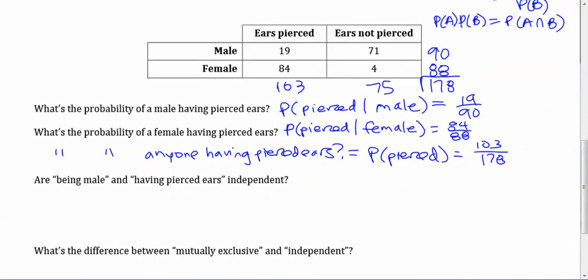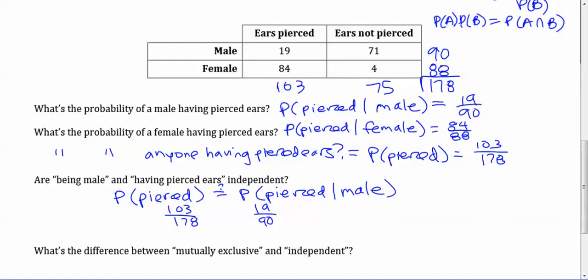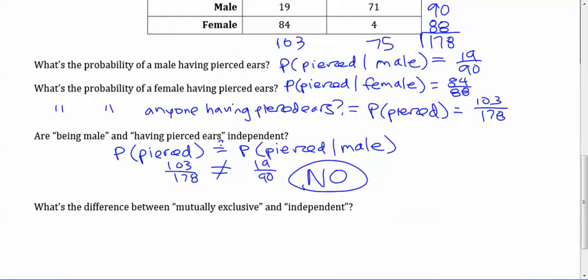So here we have the probability of having pierced ears versus the probability of having pierced ears given that you are male. You probably don't even have to put these numbers into a calculator to determine that these numbers in fact are not the same. Doesn't reduce to anything that's the same. So the answer is no, they are not independent. You could have done it the other way too. You could have said, all right, well, what is the probability of being male versus the probability of being male given that someone has pierced ears? And if you chose to do it that way, it's just another way to do it.